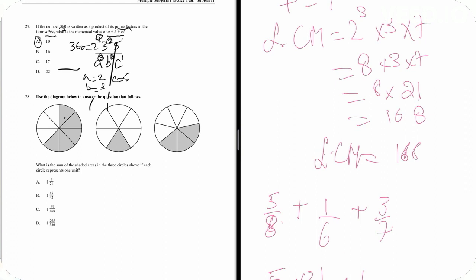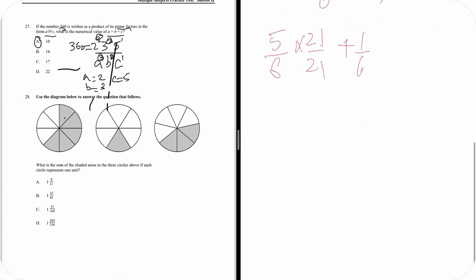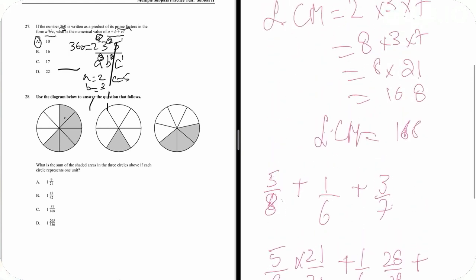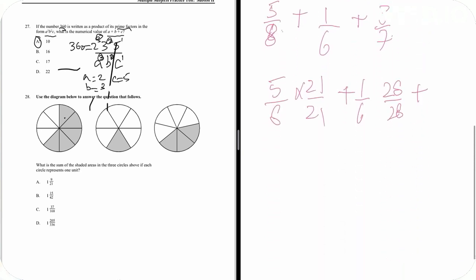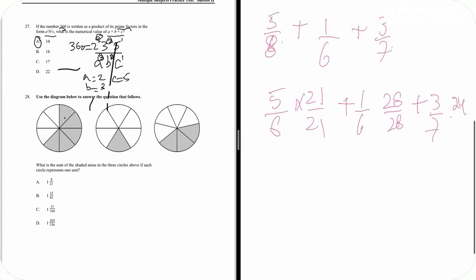And then for plus 1 over 6, 6 is 3 times 2, 2 times 2 is 4, 4 times 7 is 28. So we will multiply by 28 and divide by 28. And then for the last one, 3 upon 7, 7 times 8 is 56, and 8 times 3 will be 24. So we will multiply and divide by 24. So 24 by 24.